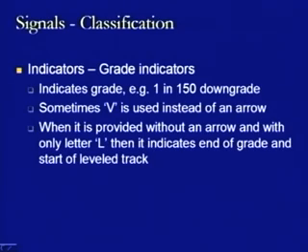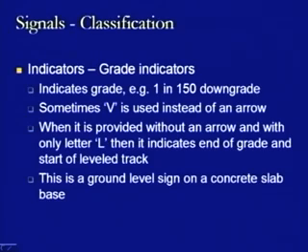When it is provided without an arrow and with only the letter L, it indicates the end of the grade and the start of the leveled track. This is how the completion of the grade is indicated to the driver. Otherwise, the driver would not know when the grade is completed and they are moving onto the level track. And this is a ground level sign on a concrete slab base. It is not a big sign provided on a high post, it is provided at ground level.